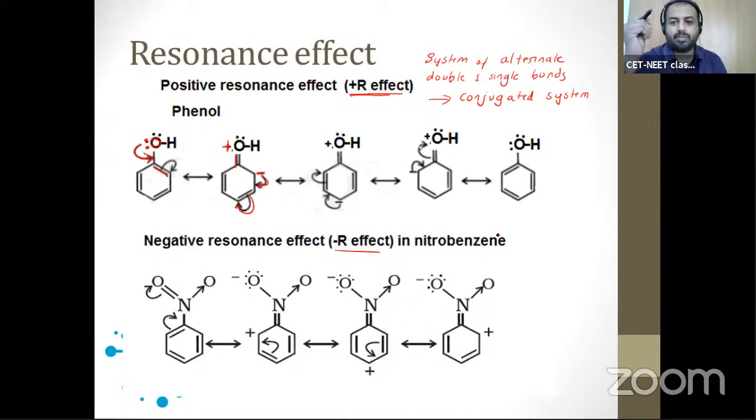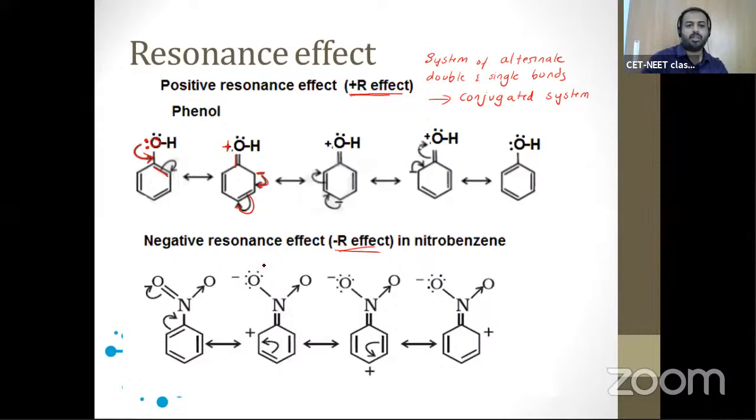Minus R is opposite to that. Here, the substituent will withdraw electrons from the ring. So the substituent will be electron withdrawing from the conjugated system. Hence minus R. The system is losing it.